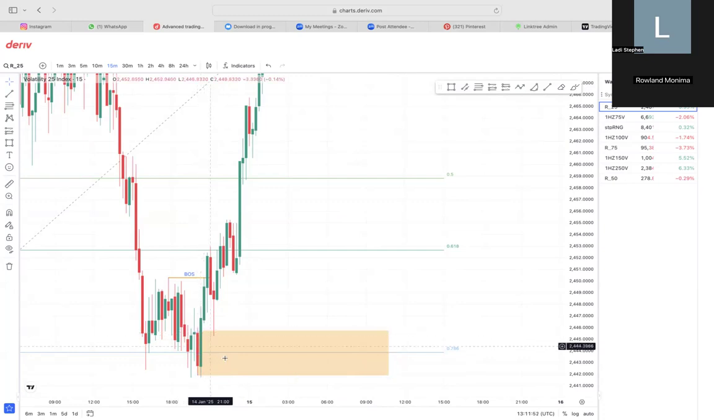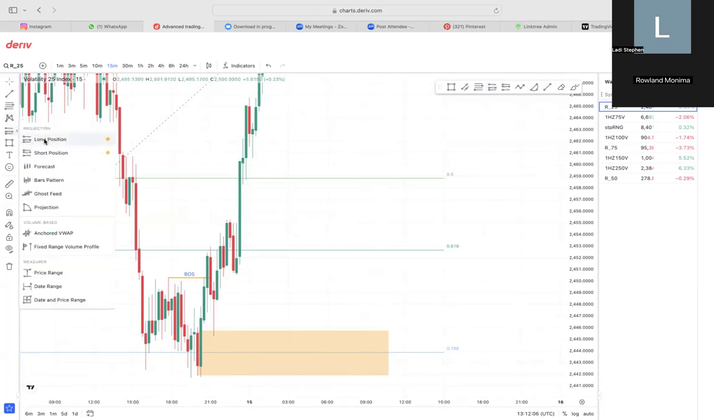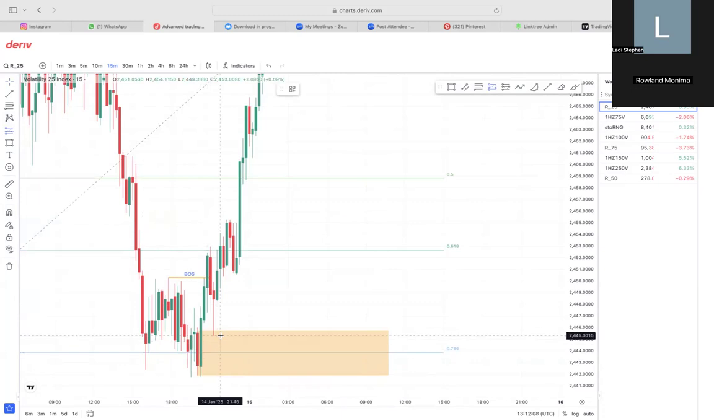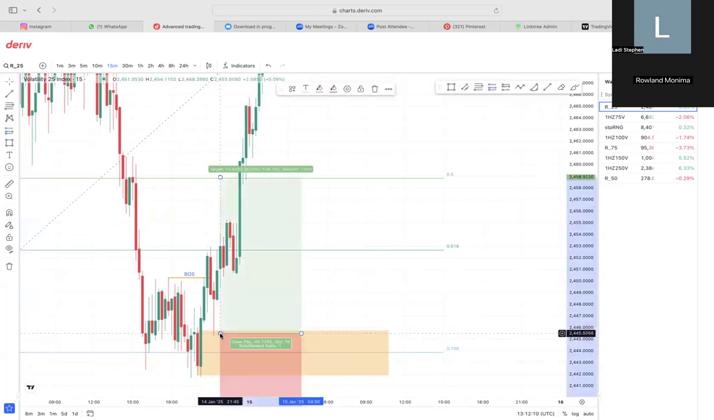Because sometimes it might come all the way in, but other times it just taps into it and continues. Like in this case, it taps into it. So the best thing to do, this is your long position tool. You take your trade.